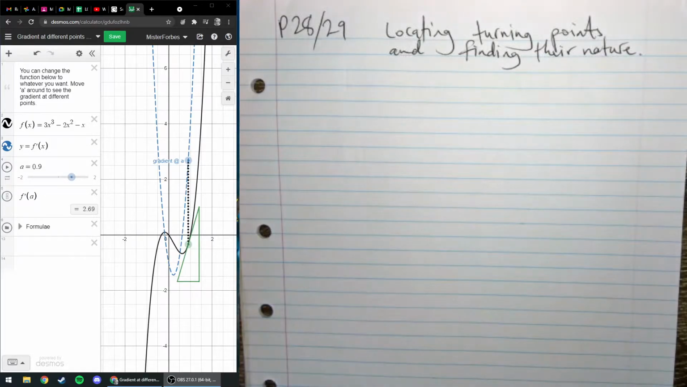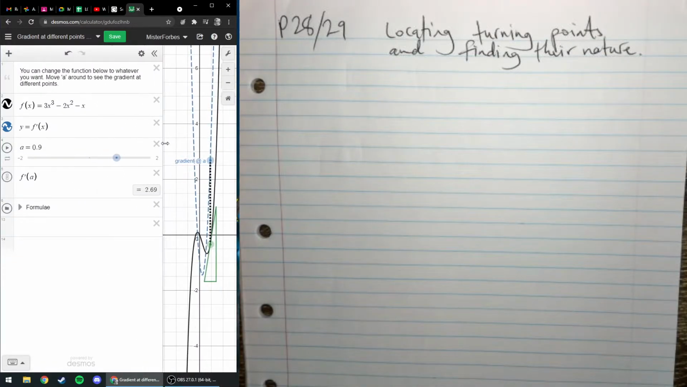Kia ora, everybody. We're looking at pages 28 and 29, and that is locating turning points and finding their nature. So what we're going to do today is I'm just going to run through an example, because it will be very similar to how you're doing it in your books. I've got the example on this side of the screen here.